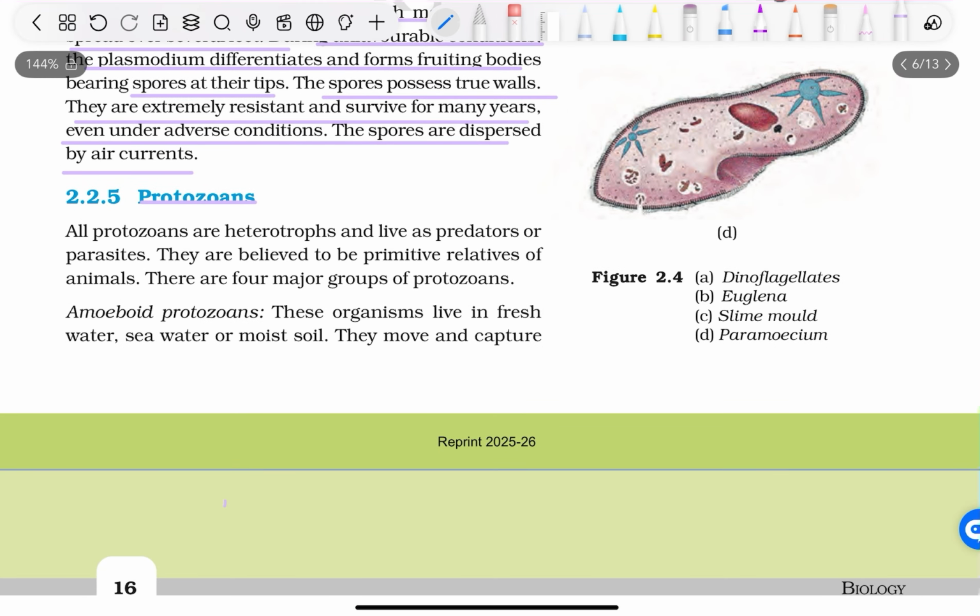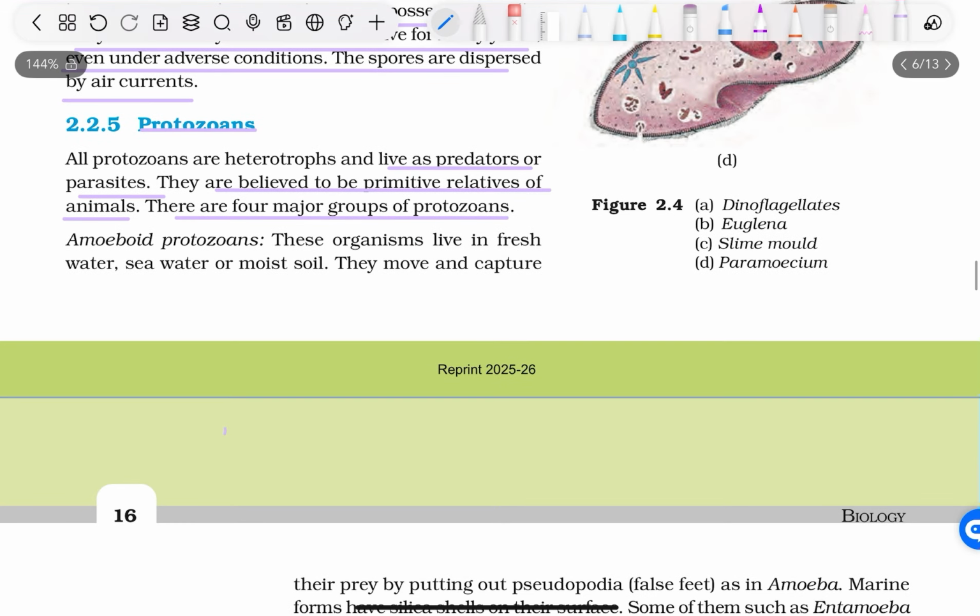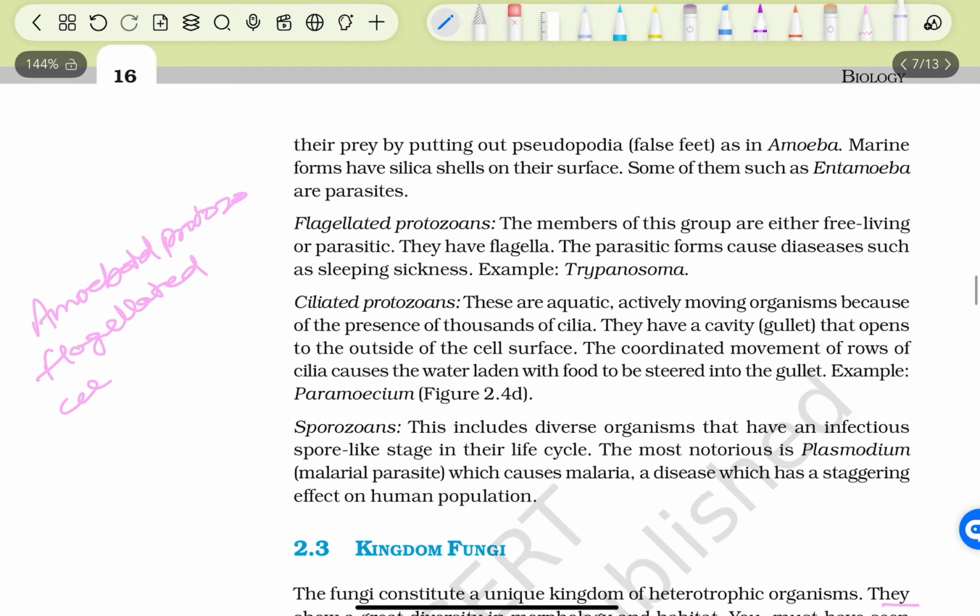Protozoans. All protozoans are heterotrophs and live as predators or parasites. They are believed to be primitive relatives of animals. There are four major groups of protozoans. Amoeboid protozoans. These organisms live in freshwater, seawater or moist soil. They move and capture their prey by putting out pseudopodia, false feet, as in Amoeba.